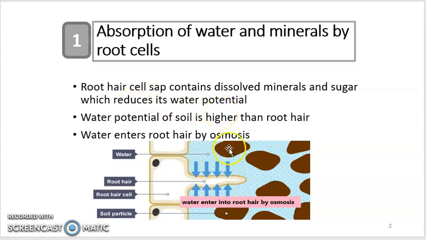And then if you compare the water potential in soil and also water potential in the root hair, water potential in soil is higher than root hair. So if we refresh balik concept of osmosis, the water will move from high water potential to low water potential. Since water potential in soil lebih tinggi daripada water potential in root hair, that's why water from soil will enter root hair by osmosis.